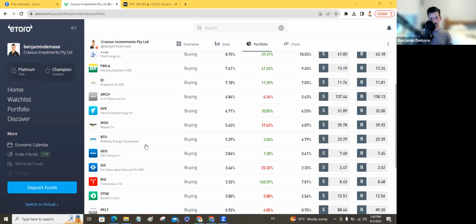Fertilizers are looking good, and the Mosaic company is still just kind of humming along, not really doing too much. I've continued to add on weakness, building it to a 5.5-ish percent weighting in terms of capital invested. I will continue to add on weakness. It's trading at very low free cash flow multiples, sort of 4 or 5 times market cap to free cash flow. So life is good there.